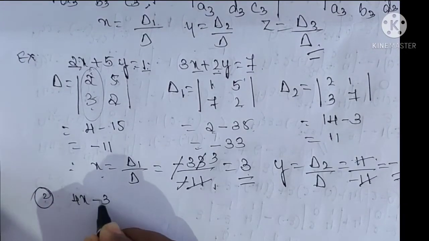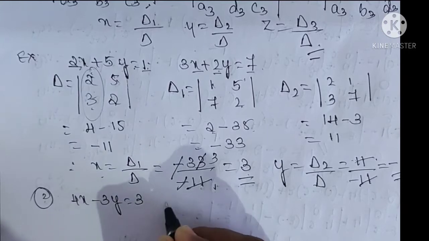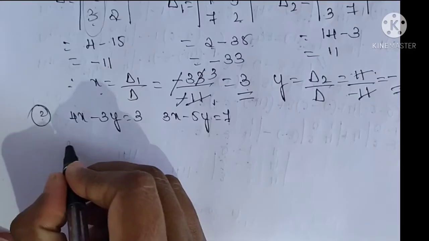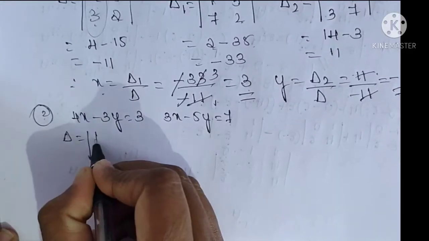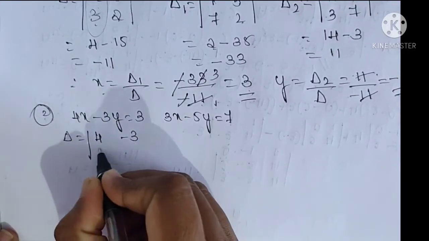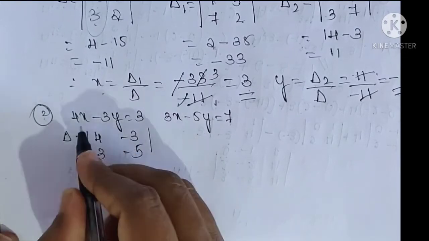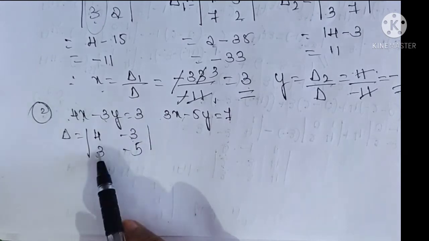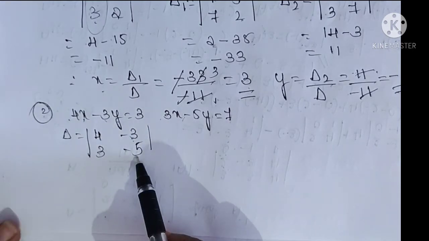4x minus 3y equals 3. 3x minus 5y equals 7. Here, delta is the determinant of the coefficients: 4, minus 3, 3, minus 5. The x coefficients are 4 and 3, the y coefficients are minus 3 and minus 5.